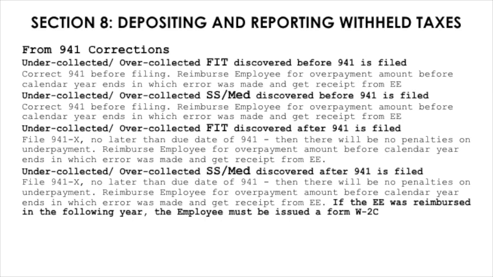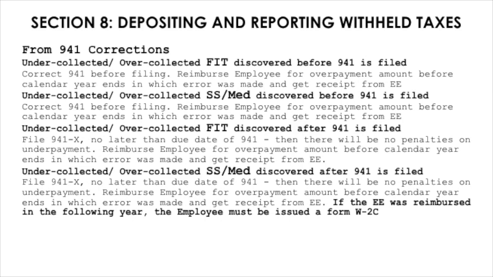Let's say that the employer discovered the under collected or over collected federal income tax after the 941 is filed. In that case, he will file 941X, which is the amendment form, no later than the due date of 941. Then there will be no penalties on the underpayment. Reimburse the employee for the overpayment amount before calendar year ends in which the error was made, and get receipt from the employee.